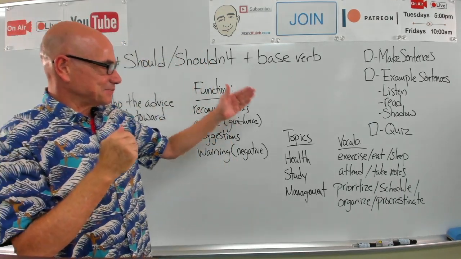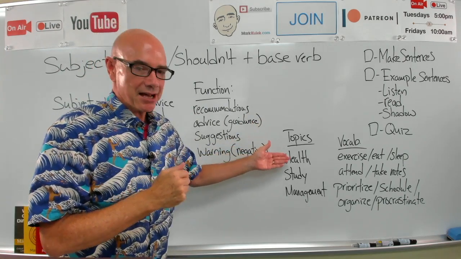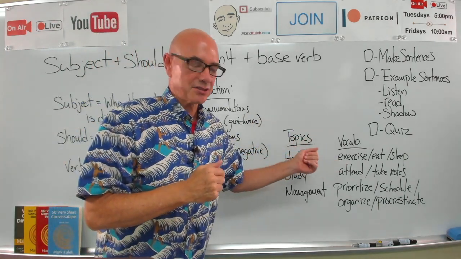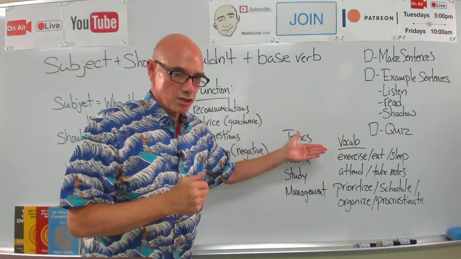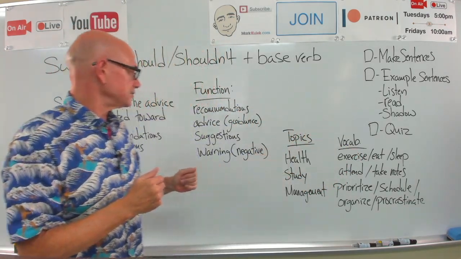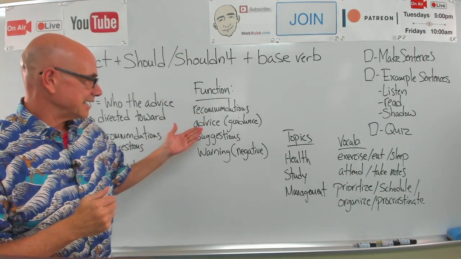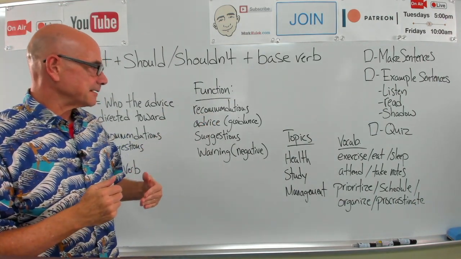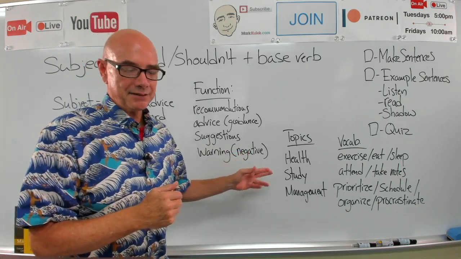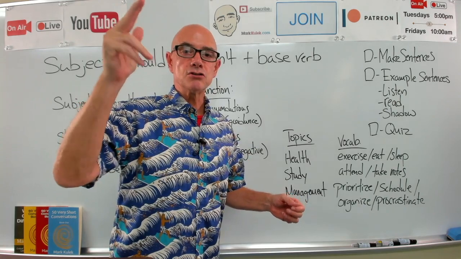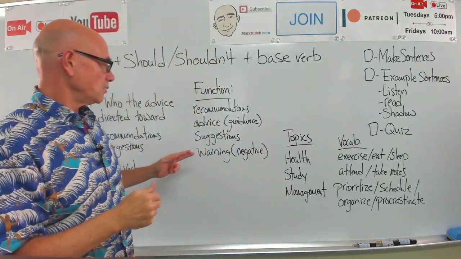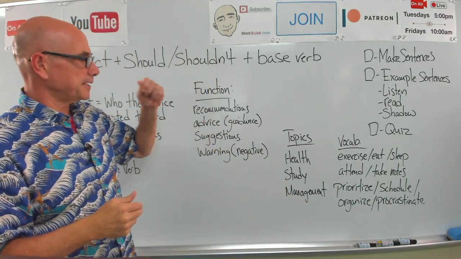And then we have some topics, for example, health and vocabulary: exercise, eat, sleep. So for example, you should exercise, right? And so that's giving recommendations, advice, guidance, suggestions. If we want to go negative, we say you shouldn't smoke, right? That's not healthy. You shouldn't smoke. So that's a warning. It's in the negative, shouldn't.